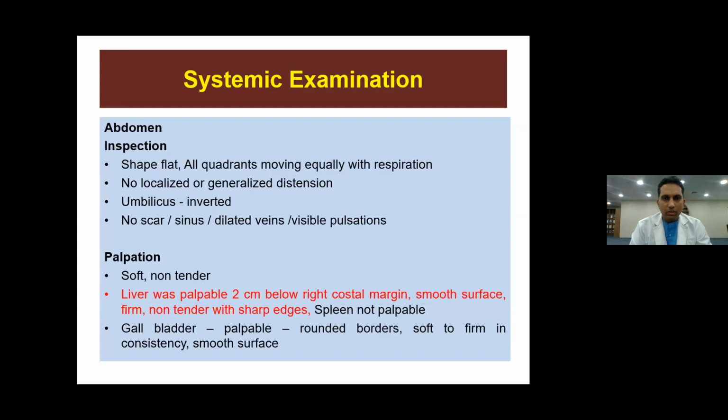On palpation, the abdomen was soft. There was no tenderness. Liver was palpable 2 centimeters below the right costal margin. The surface of the liver was smooth. It was firm in consistency, non-tender, and the edges were sharp. Spleen was not palpable. Gallbladder was palpable with rounded borders, soft to firm in consistency. It had a smooth surface and it was mobile side to side.